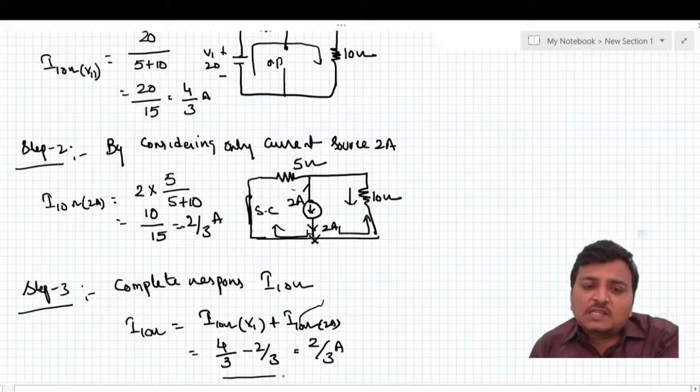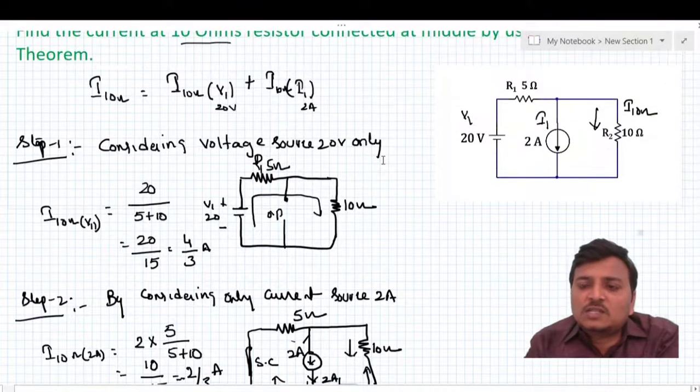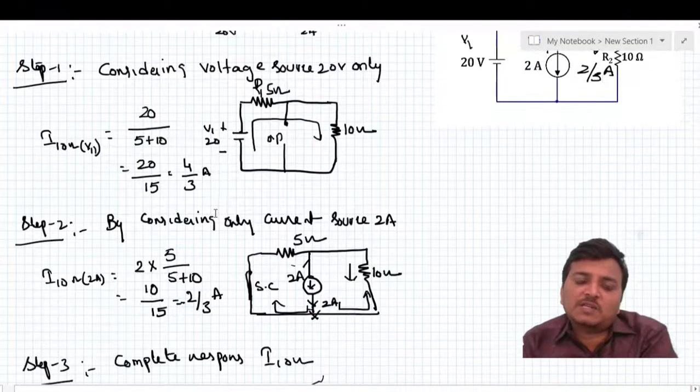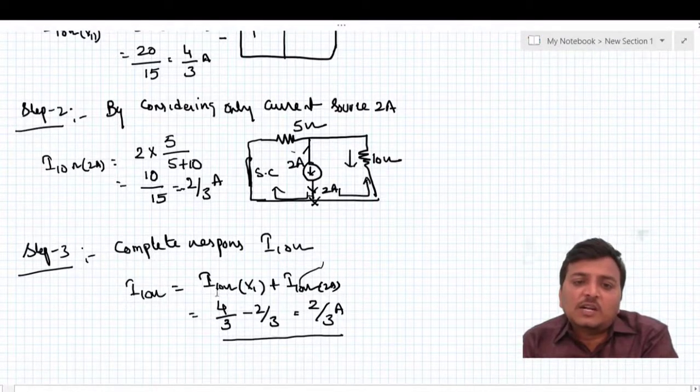So in this simple way, you can calculate the total current flowing by considering these two sources, which is 2 by 3 amperes, right? Like this we can calculate the total response by calculating the individual responses, and finally we add the individual responses to find the total response.